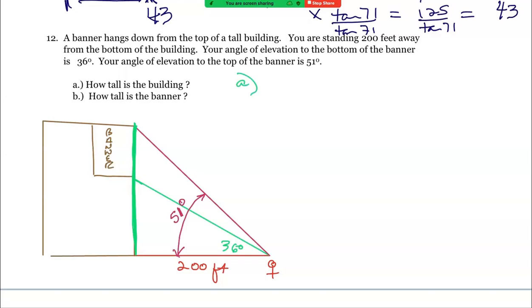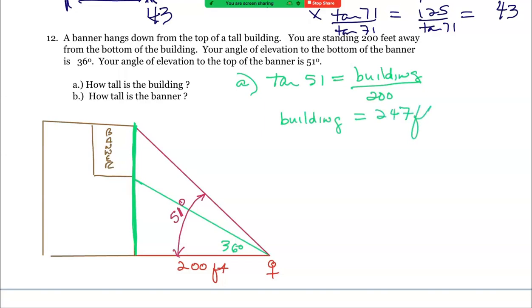SOHCAHTOA tells me it's going to be tan. The tan of 51 equals this building, so I'm going to say building, because that's opposite, over 200. One step problem. 200 times tan 51 will give me my building. And my building ends up being 247 feet tall. So right here, this is 247 feet from here to here.